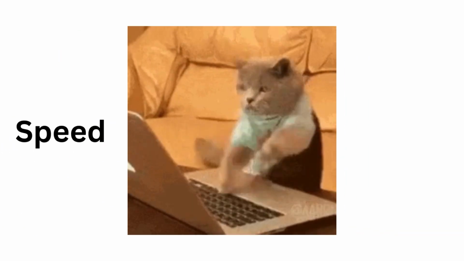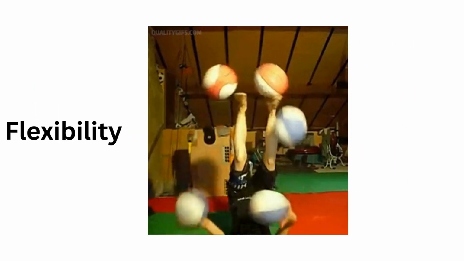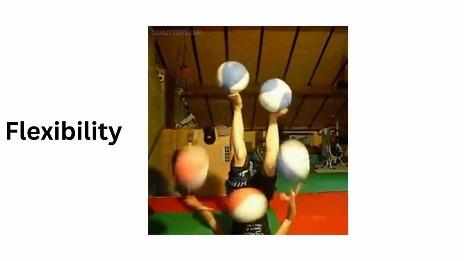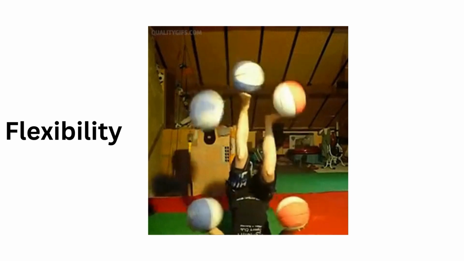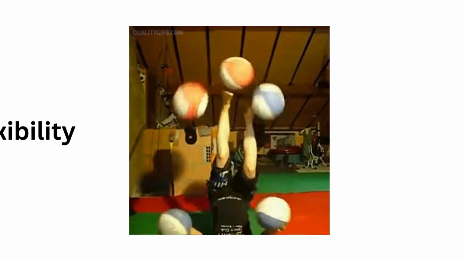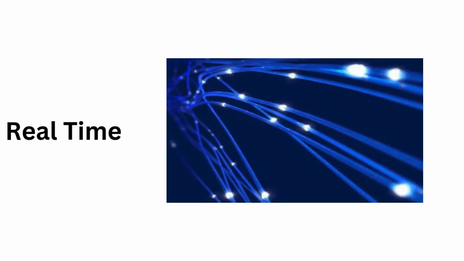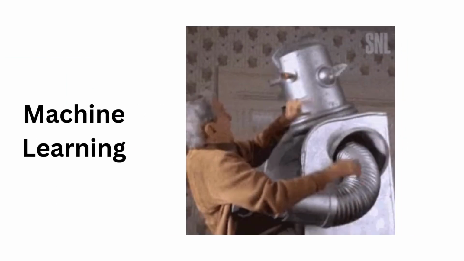What are the advantages of Spark over other big data solutions? One main thing is speed. Since the data is processed in memory, it's way more efficient. Flexibility: programmers can code in multiple different languages. Streaming allows near real-time data processing. And finally, the ability to support machine learning workloads.